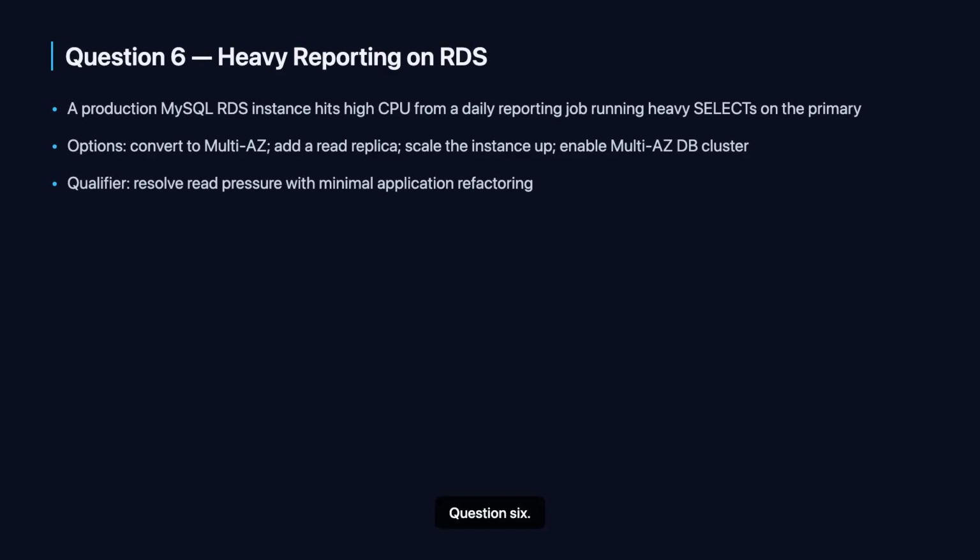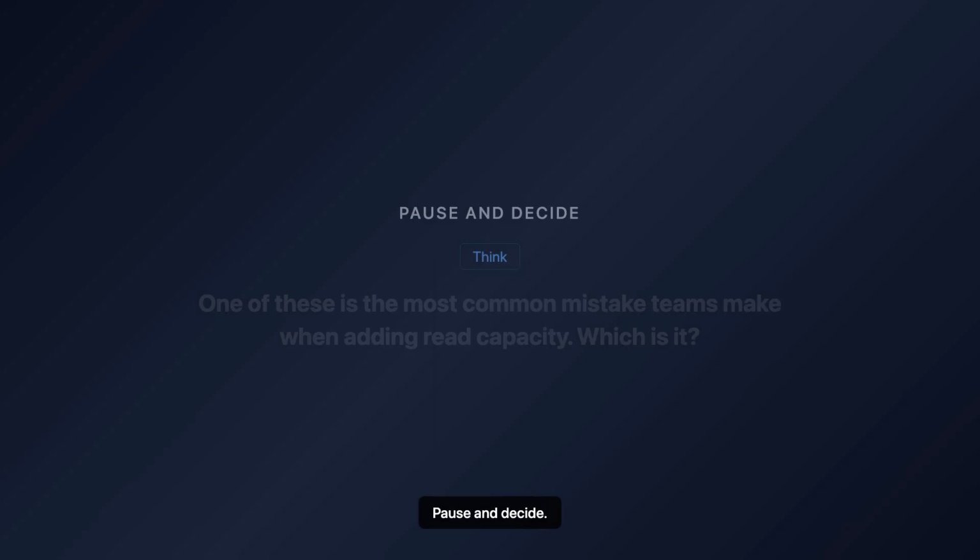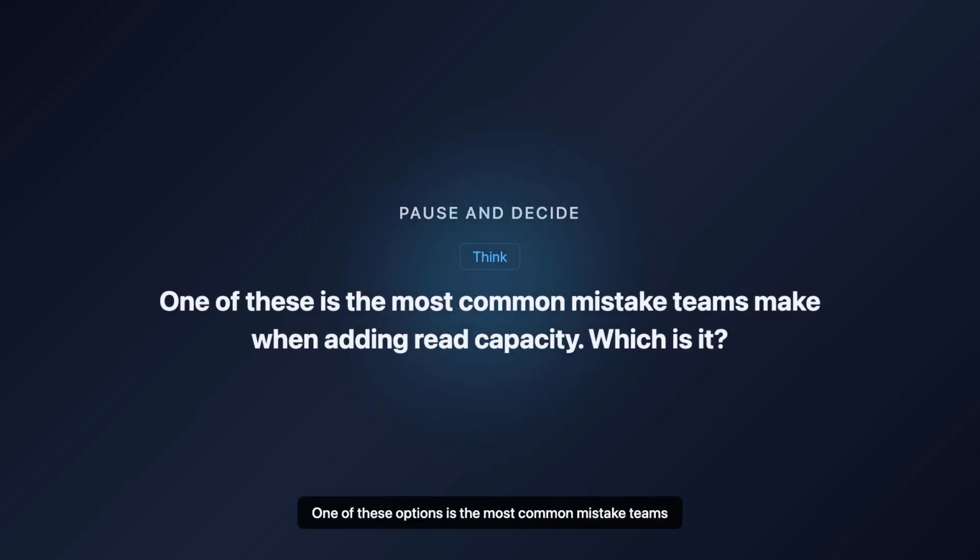Question 6. A production MySQL RDS instance is hitting high CPU because a daily reporting job runs heavy select queries against the primary. The options are convert to multi-AZ, add a read replica, scale the instance up, or enable a multi-AZ DB cluster. The qualifier is resolve the read pressure with minimal application refactoring. Pause and decide. One of these options is the most common mistake teams make when they need to offload reads. It feels like the right call, but it doesn't solve the actual problem. Which one is it?